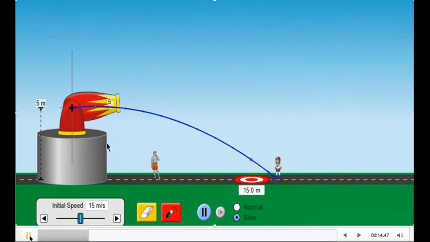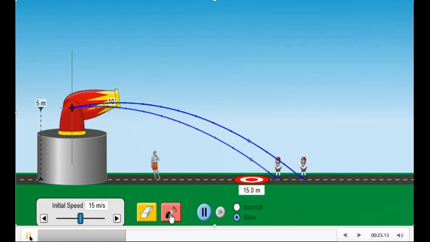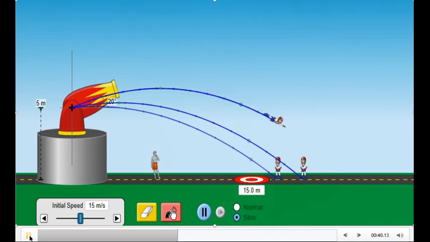Now I will increase the angle just to see what is the effect on the trajectory. As the angle has increased, just see, the trajectory has also increased. One more example: if I increase the angle from 10 to 20 degrees, the trajectory should also increase. Let's watch. Just see, yes, now also the trajectory has increased. So as we increase the angle, the trajectory also increases.